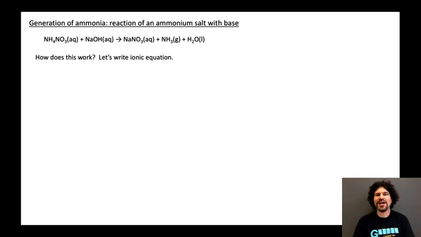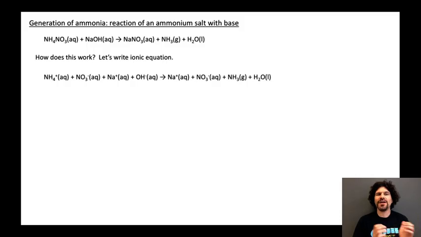To answer that question, let's write the ionic equation. If we take ammonium nitrate, split it up into NH4 plus and NO3 minus, take NaOH, split it up into Na plus, OH minus, and then on the right side, we've got Na plus, NO3 minus, NH3 gas, and H2O liquid. Remember that liquids and gases don't get broken up into ions, just compounds that are aqueous.